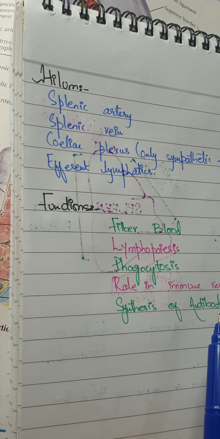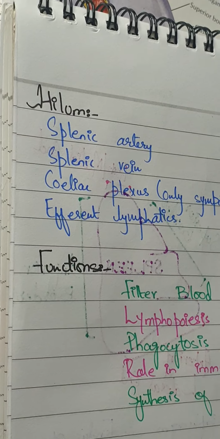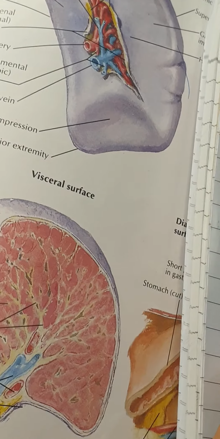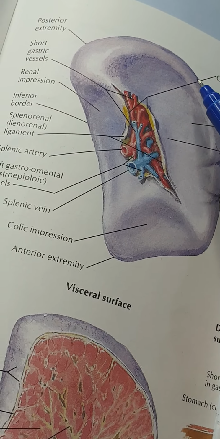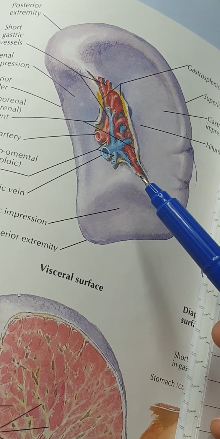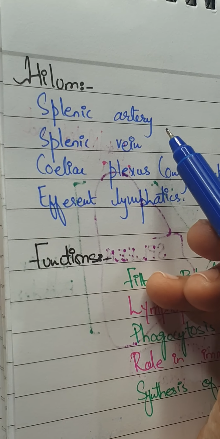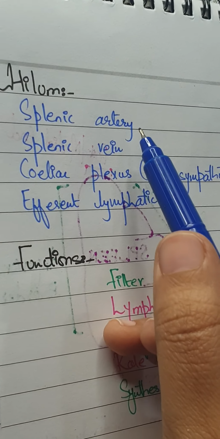Talking about the hilum of spleen, the hilum of spleen is present between the superior and the intermediate border of spleen. Here you can see this is the superior border and this is the intermediate border of spleen. In between these two borders is the hilum of spleen. The splenic artery enters the spleen through the hilum. This splenic artery is the largest branch of the celiac artery, celiac trunk.